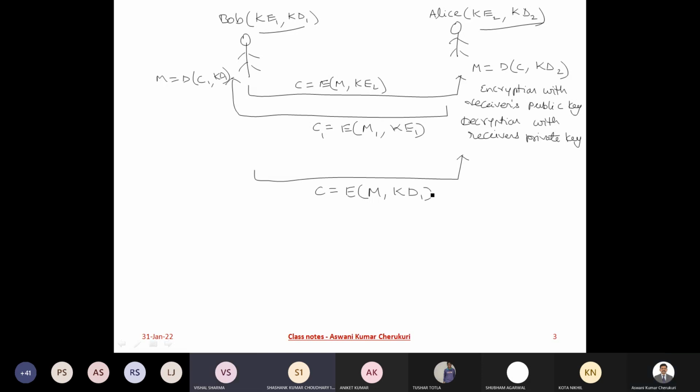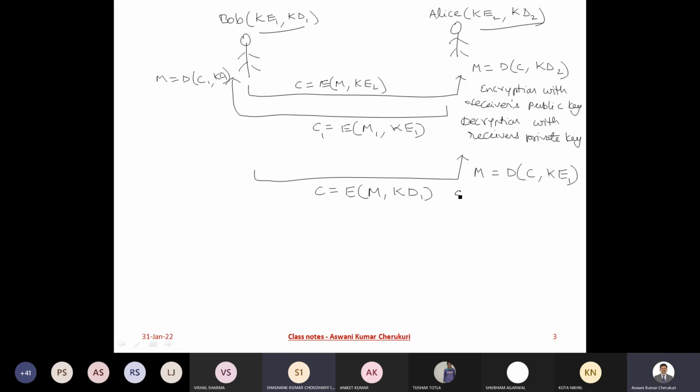Sir, the public key is with everyone, so anyone could decrypt the message. The KE1 is the public key and everyone has it, not just Alice. Correct, exactly. So the encryption is not useful. Now, how is Alice going to decrypt? The decryption is through D of C comma KE1, which is the public key of Bob.